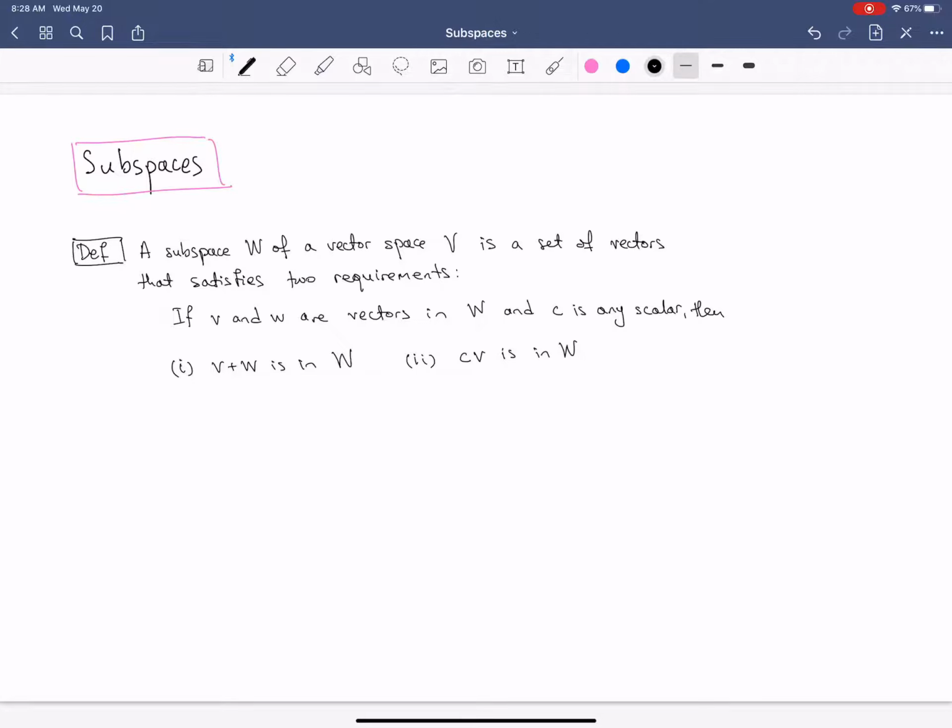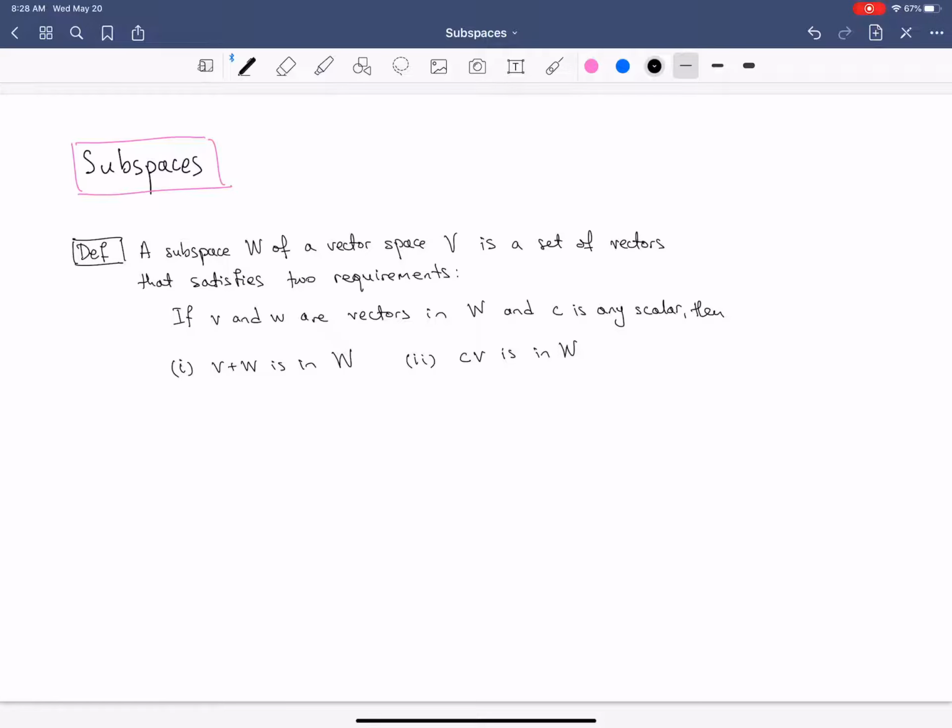Now let's talk about subspaces. They will actually be the most important concepts for us until the end of the course. So let's start with the definition. A subspace W of a vector space V is a set of vectors that satisfies two requirements.